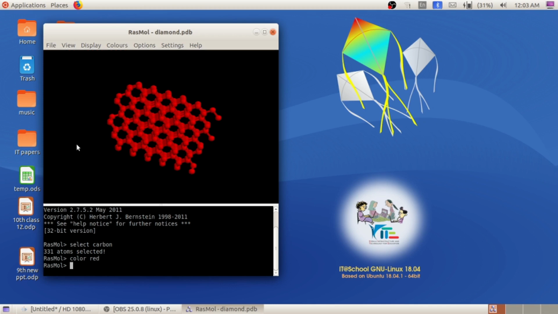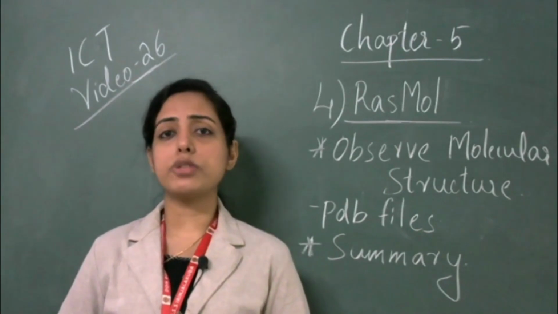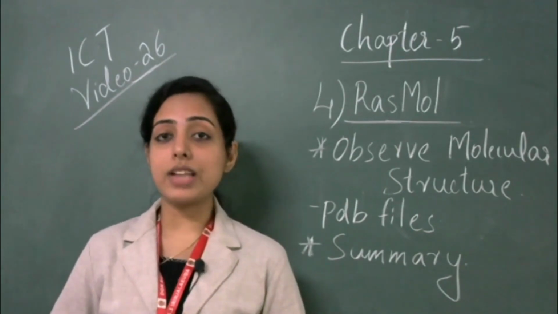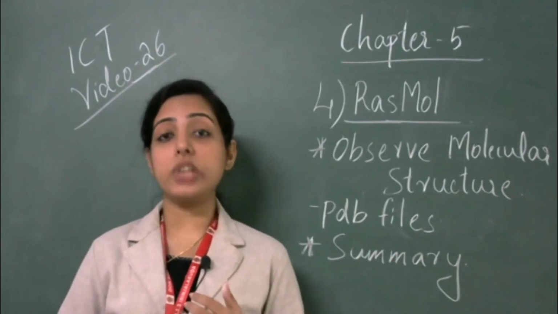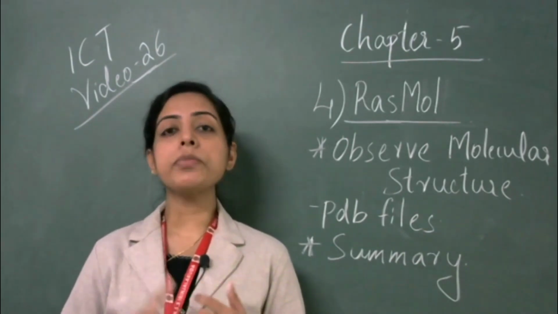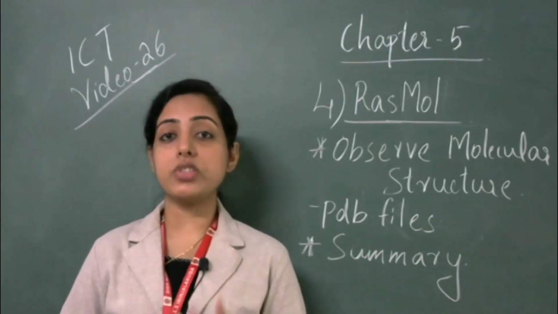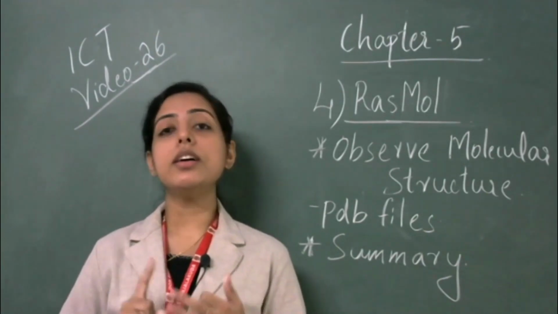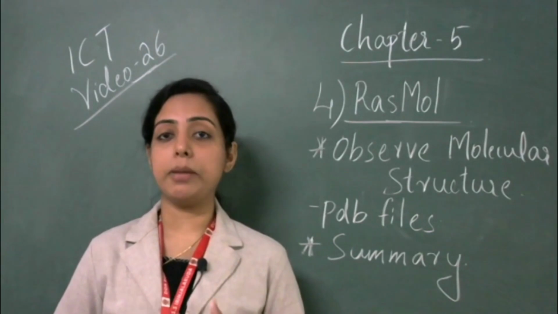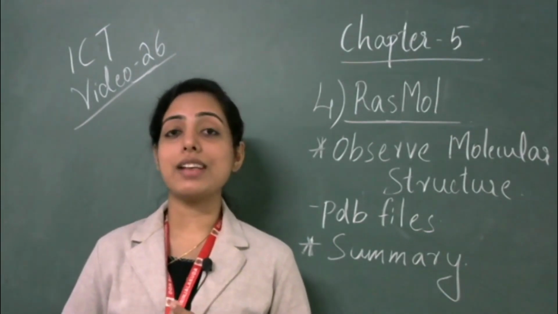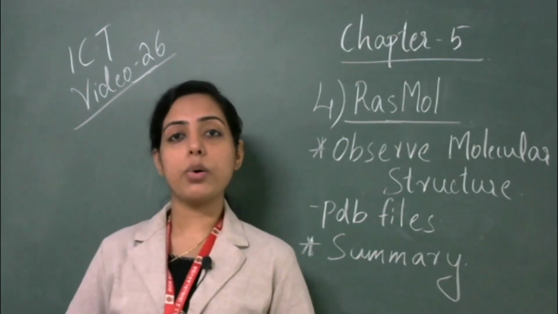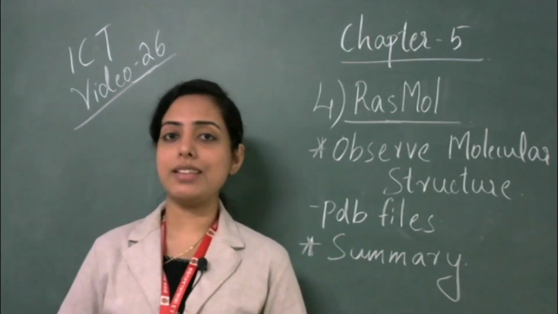Okay, so this comes to an end of the 5th chapter, and this is the last software, RASMOL. In this chapter you have learned 4 different softwares. One is GPlates, related to geography. Next is GeoGebra, related to geometry. Third was Stellarium, related to astronomy. And the fourth software is RASMOL, related to chemistry. So the 4 different softwares are easy.